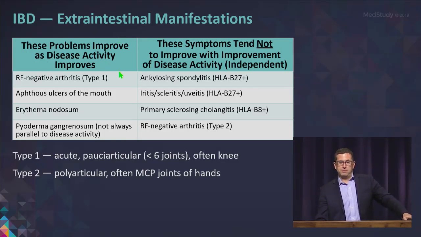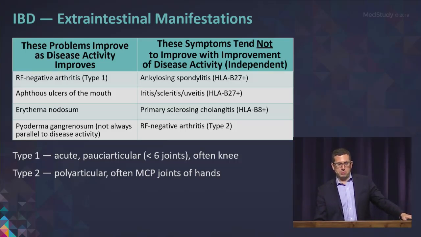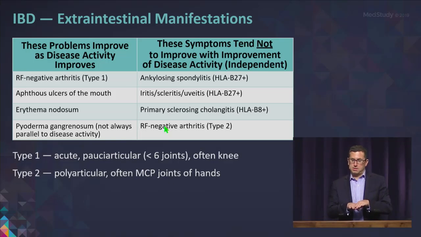So examples of conditions that improve with disease activity would be RF negative type 1 arthritis, so that's kind of like the larger joints. Aphthous ulcers of the mouth, erythema nodosum, I have slides on this, I'll show you this. Pyoderma gangrenosum in some cases. Associated conditions that will not improve would include ankylosing spondylitis, which is associated with some patients with IBD, iritis, scleritis, uveitis, PSC, which we'll talk about in more detail, and RF negative arthritis, which is the small joint polyarticular arthritis.